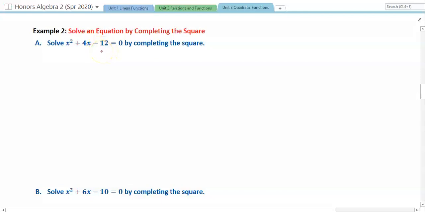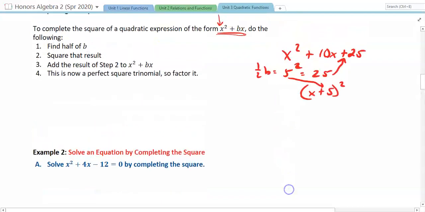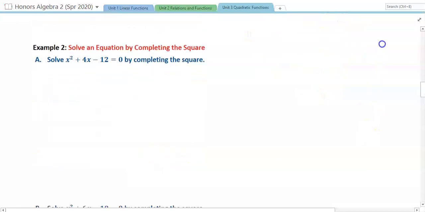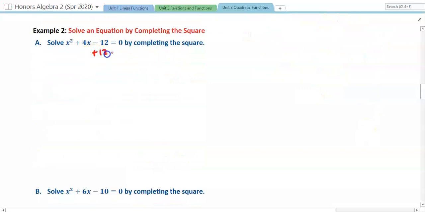When we're solving by completing the square, the key is, go back to the process, right? We want it in this form, which means I need the constant on the other side of the equal sign. So my first step will be to add the 12 to both sides. And so I get x squared plus 4x, I'm going to leave a blank here so I can fill that in later, and the 12's on the right.